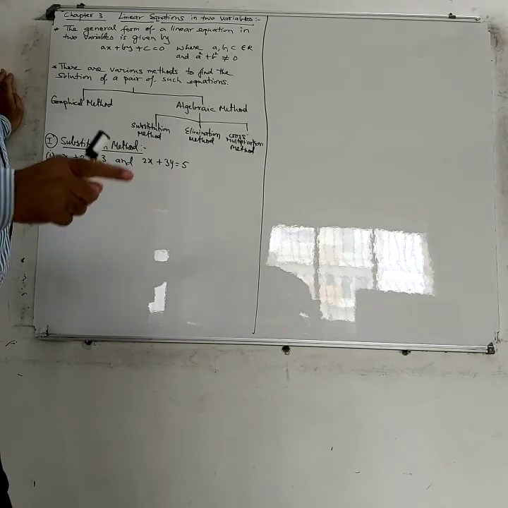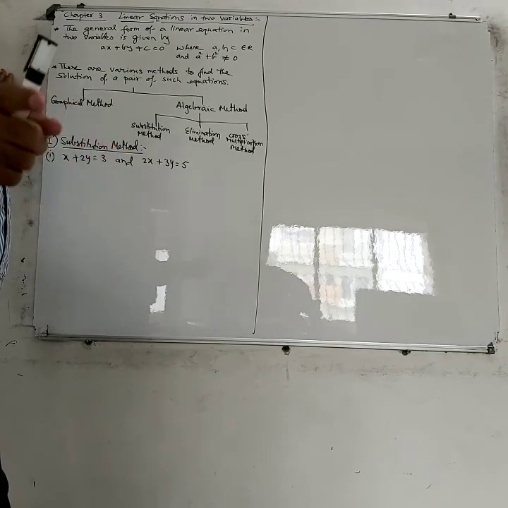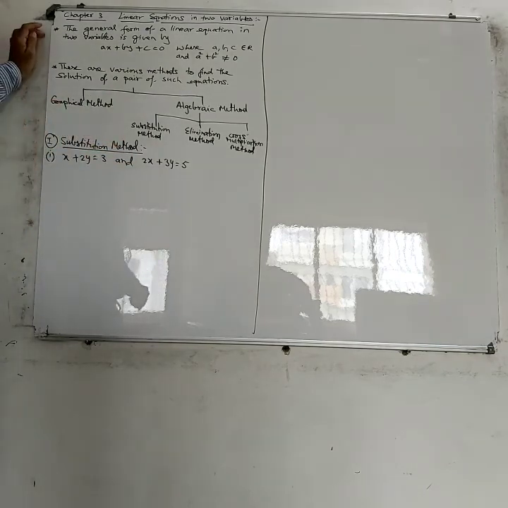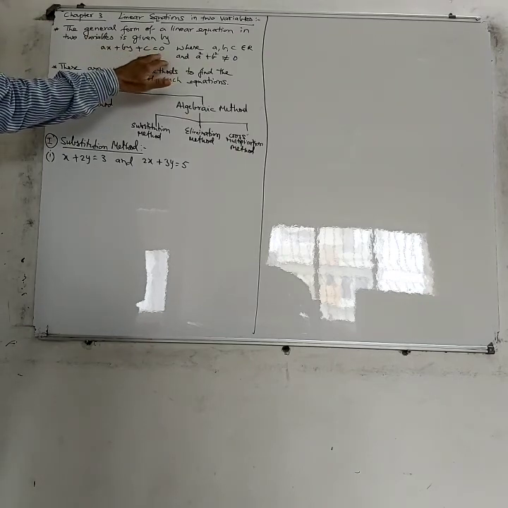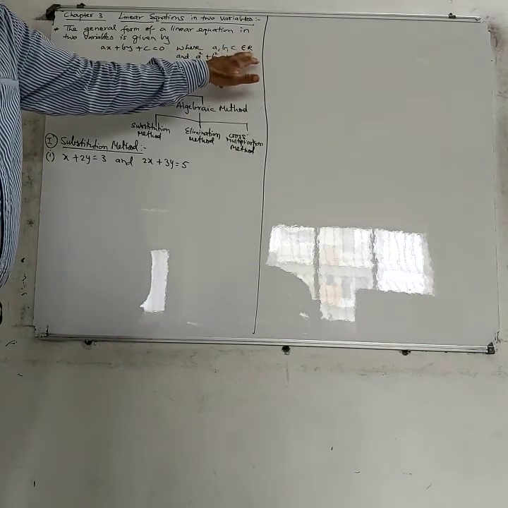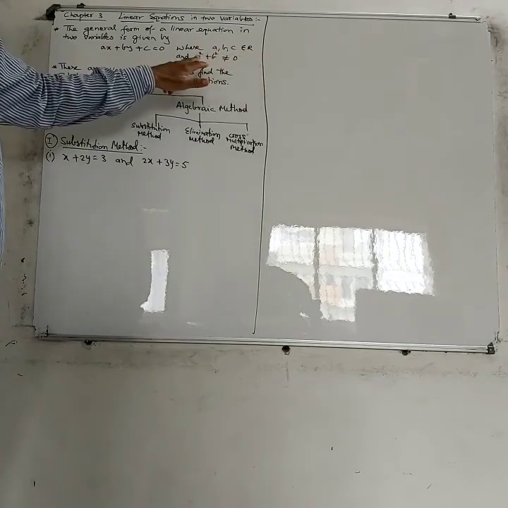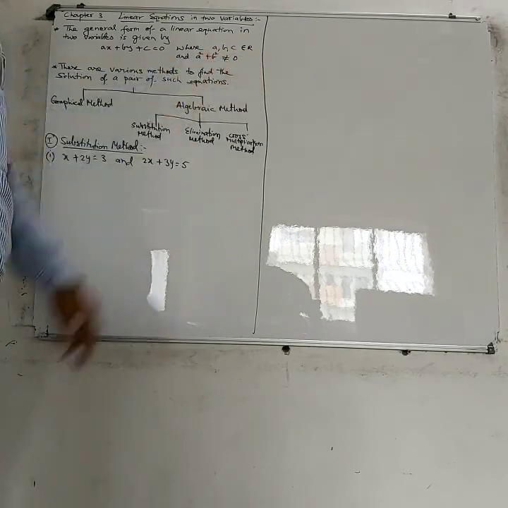Alright, today we are going to discuss chapter 3, linear equations in two variables. As you can see on the board, the general form of a linear equation in two variables is given by ax + by + c = 0, where a, b and c are any three real numbers, and a² + b² ≠ 0.